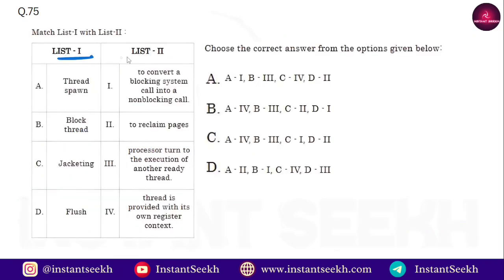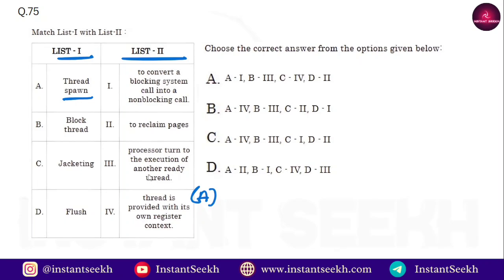Okay, match the list question is there. Question number 75. Thread spawn, block thread, jacketing, flush. Okay, so why are they used? Now let's see one by one. Thread spawn is basically what? This refers to creation of a new thread, and the thread is provided with its own register context. Okay, so this goes to option number 4.